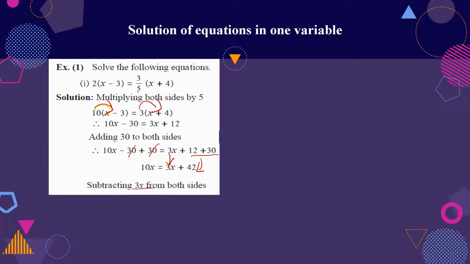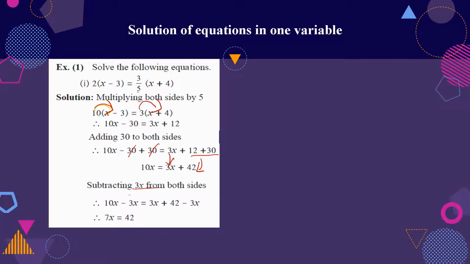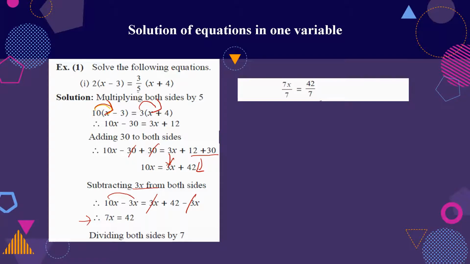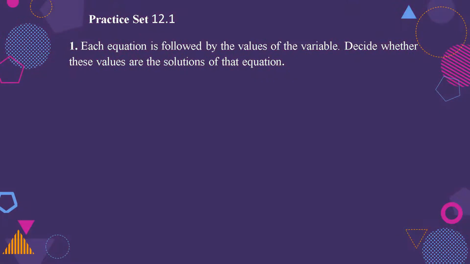Now we subtract 3x from both the sides. We get 10x minus 3x is equal to 3x plus 42 minus 3x. So this plus 3x and minus 3x gets cancelled, and 10 minus 3 is 7. So we have 7x is equal to 42. Then you divide both the sides by 7 and you get 7x upon 7 is equal to 42 upon 7. So here the 7 from the numerator and denominator will get cancelled, and 42 divided by 7 is 6. So the solution of this equation is x is equal to 6.